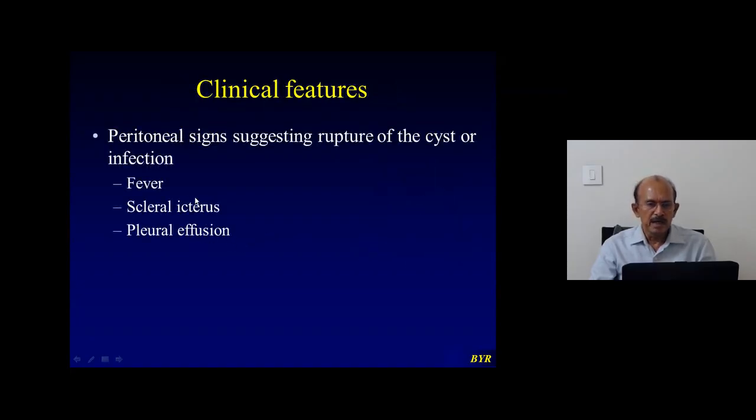So whenever you find a lump along with jaundice, along with fever, raised pulse rate, or along with pleural effusion, you must suspect either rupture of the cyst or infection. So this is how clinically you differentiate between an uninfected pseudopancreatic cyst and infected or abscess of the pancreas.